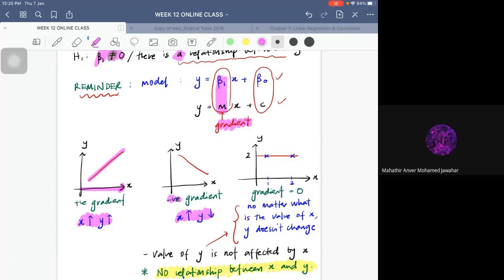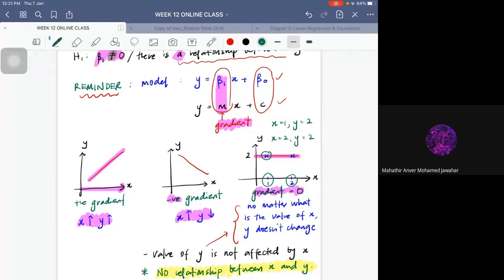Besides a positive and negative gradient, having a zero gradient is also possible. What does it mean by having a zero gradient? Your gradient is going to look like this. It's going to be a horizontal line. No matter what value we pick for x, the value of y is always going to be the same. For example, if I choose x equal to 1, my y value is going to equal 2. And even if I pick x equal to 2, the value of y is still going to equal 2.